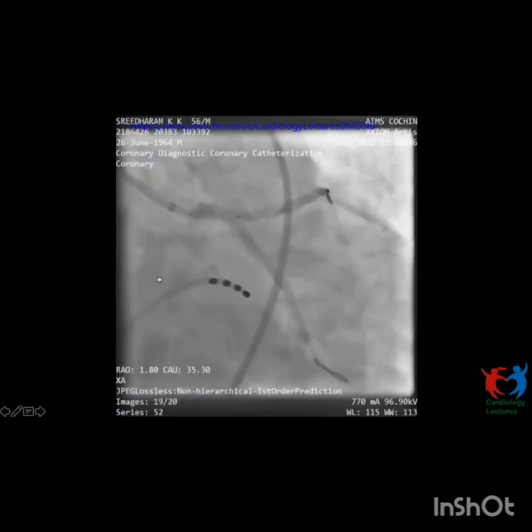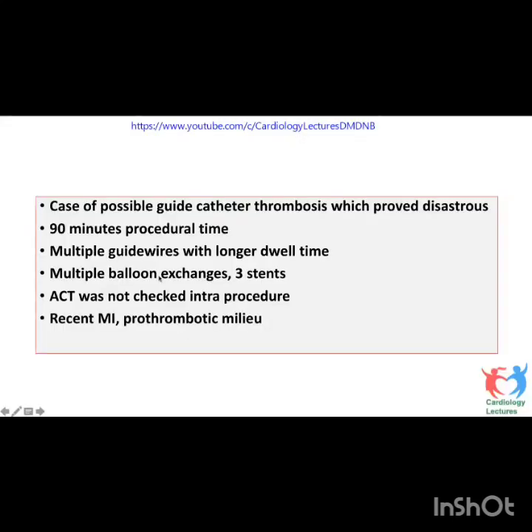There was dampening of pressures in the guiding catheter, which is why I believe that it's a possible guide catheter thrombus, a prolonged procedure. And finally, this patient could not be salvaged. So it's probably a case of a possible guide catheter thrombosis, which proved disastrous in this case. 90 minutes of procedural time, multiple guide wires with longer dwell time in 3 vessels, multiple balloon exchanges, 3 stents. ACT unfortunately was not checked intra-procedure because it was only 90 minutes and we thought it is a usual case. Recent MI, which is the prothrombotic milieu. We don't know whether this patient had a COVID problem. We don't know any of these things. So all these things added, and we presume it is a guide catheter thrombosis.